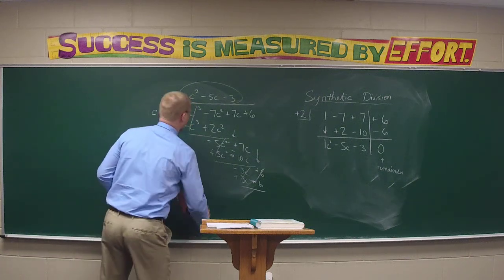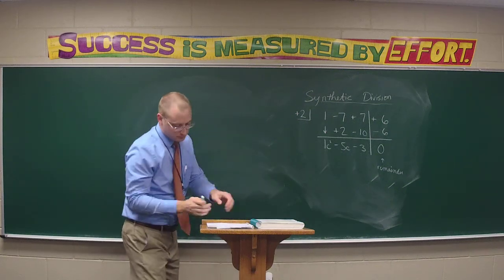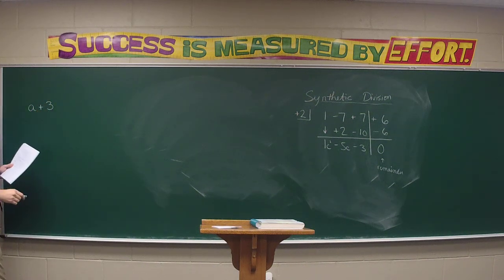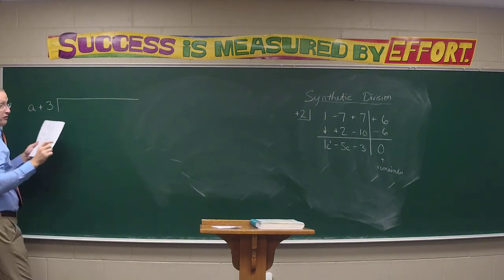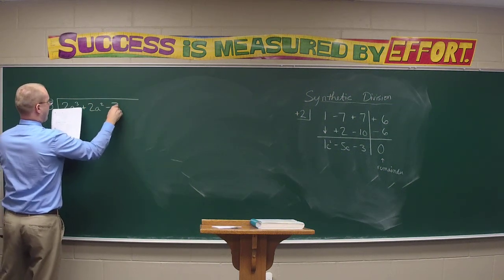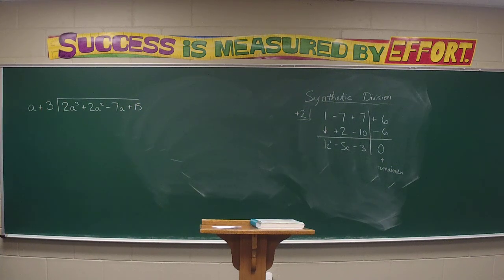All right, let me have you do a couple of these, or really a few of these with me. First problem I want you to copy down. Outside the division house, a positive 3. Notice it is a variable, plus or minus, in this case plus, a number. Inside the division house, for now, 2a cubed plus 2a squared minus 7a plus 15. And as soon as I see that, I say, haha, I am not doing real division. I am doing synthetic division.